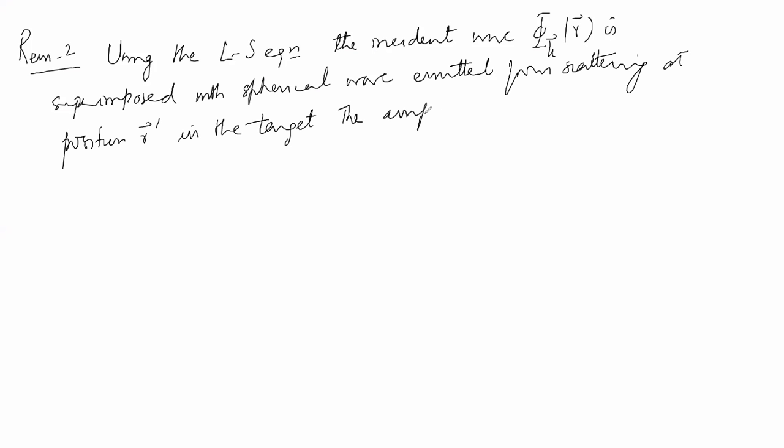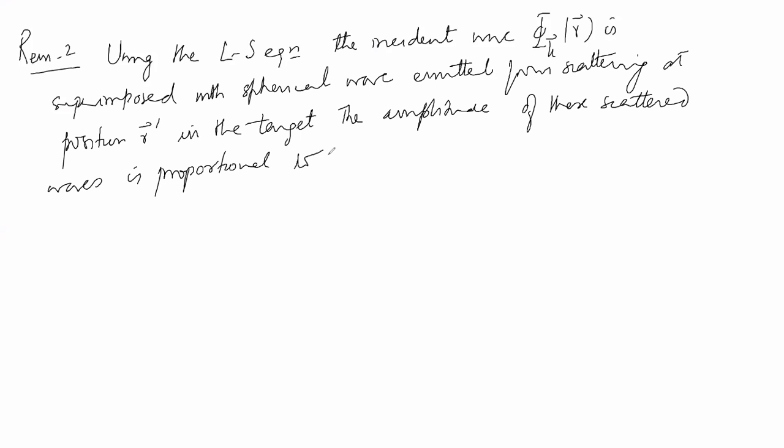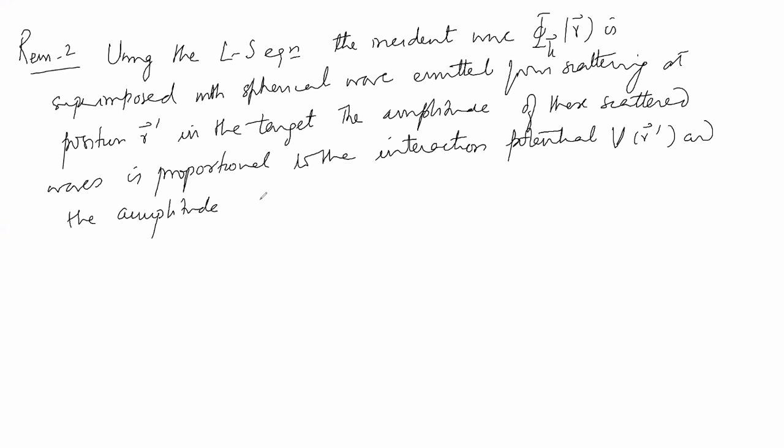The amplitude of these scattered waves is proportional to the interaction potential V r prime and the amplitude of the total wave field psi, or let me just write psi r prime at that point.